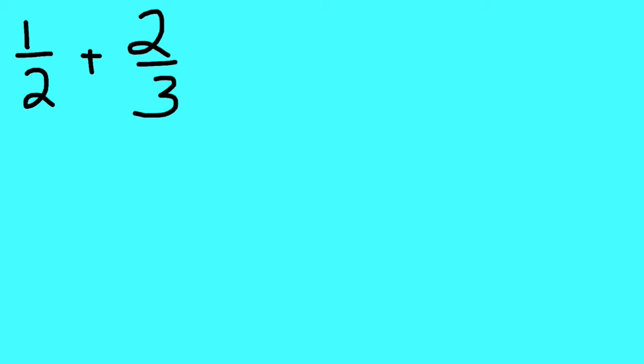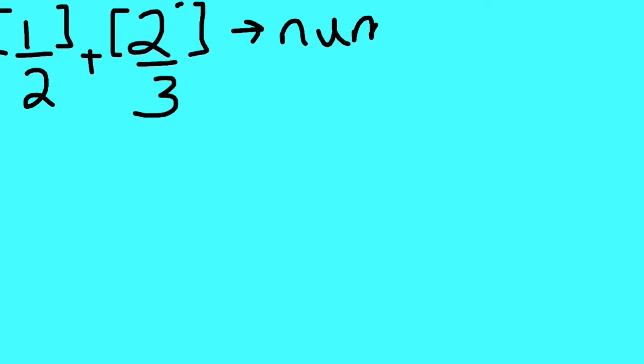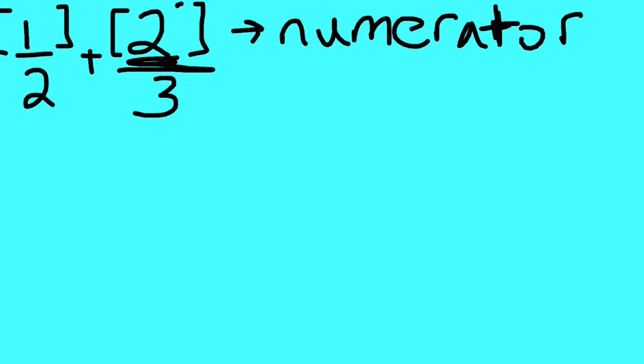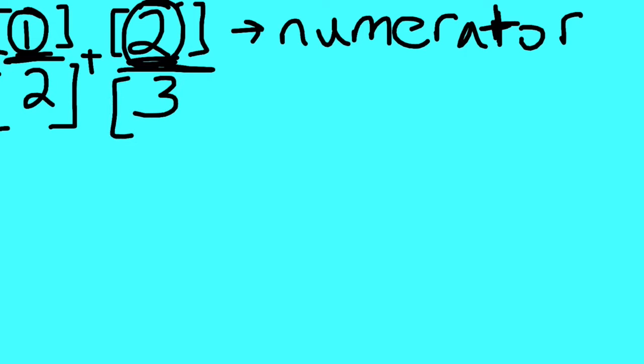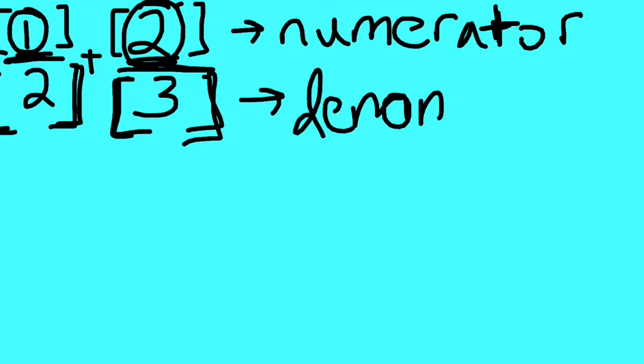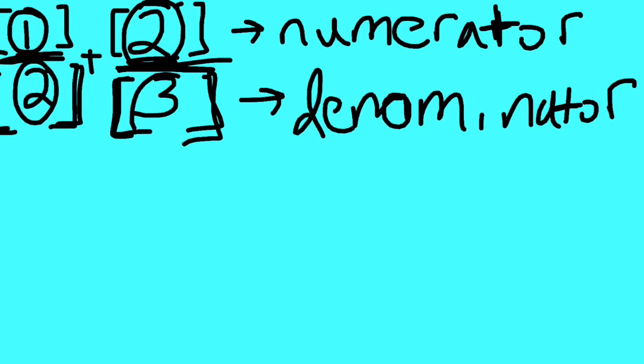Basically, I'm going to give you some vocabulary you can review. The numbers over here, 1 and 2, are called the numerator. The numerator is at the top of this bar. So this is the numerator, this is the numerator. So what's the denominator? It's this number and this number. In this case, the denominator is 2 and 3. The numbers at the bottom of this bar are the denominator.